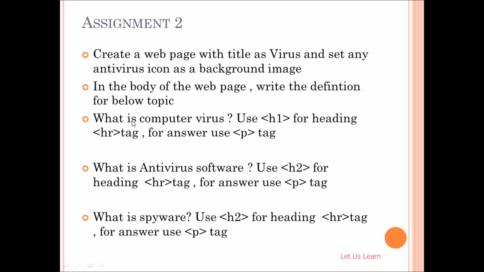Okay, the first one is called what is a computer virus. Write that and use a heading tag for that, so it will be highlighted. Use an h1 tag, so it will be in the heading, and below that you have to use the horizontal rule, which means one line will be drawn, and after that you have to write the answer to that question, what is a computer virus. Search in Google or in a book, it will be there. Write the answer, use the paragraph tag, so it will come under each paragraph.